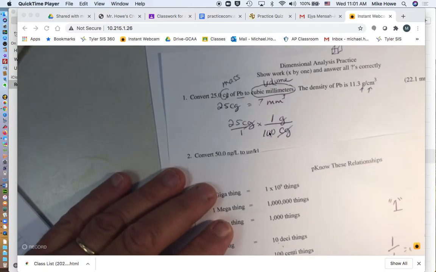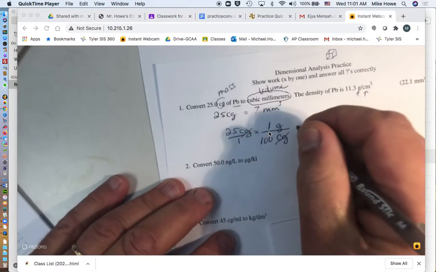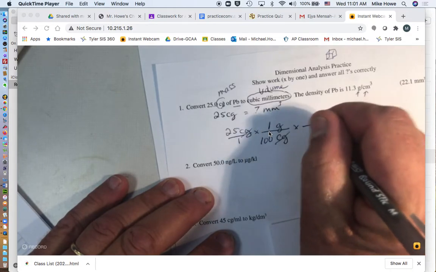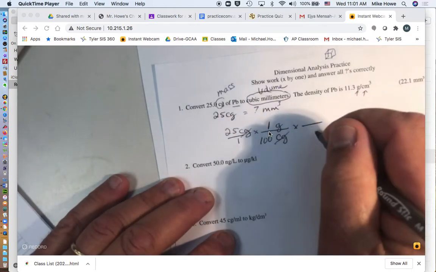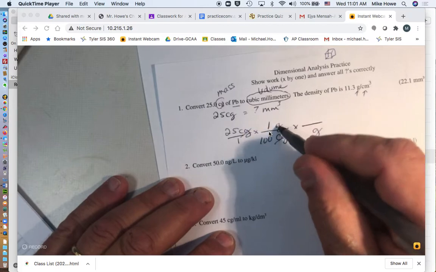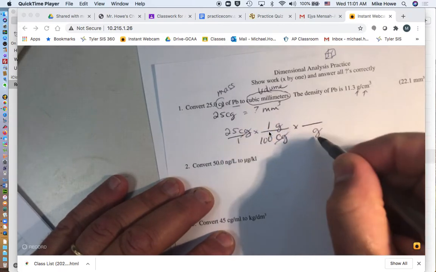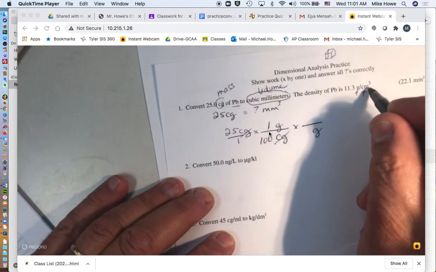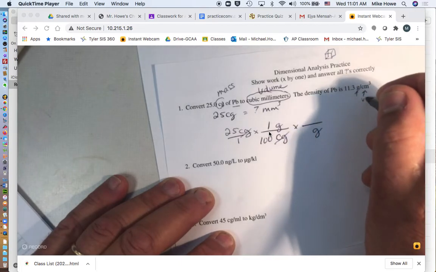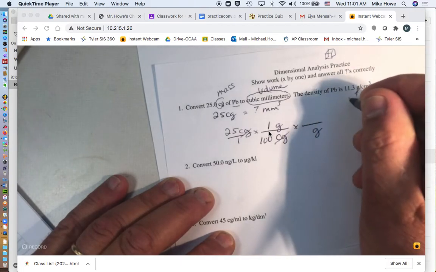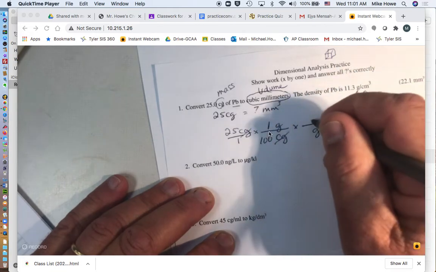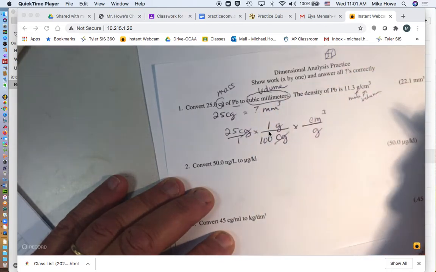For our next step in solving this problem, these are all going to be multiple steps. We're going to put grams on the bottom so that we can cancel grams. We need to get rid of it. And we have a relationship between grams and cubic centimeters. And cubic centimeters is a unit of volume. Of course, grams is mass. So we're going to put cubic centimeters on top since we're given that relationship.